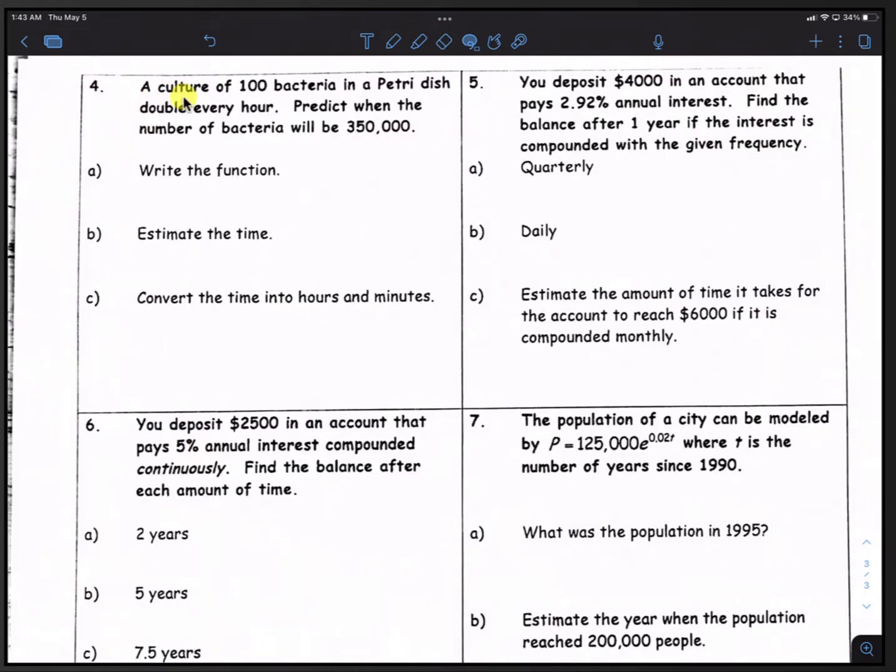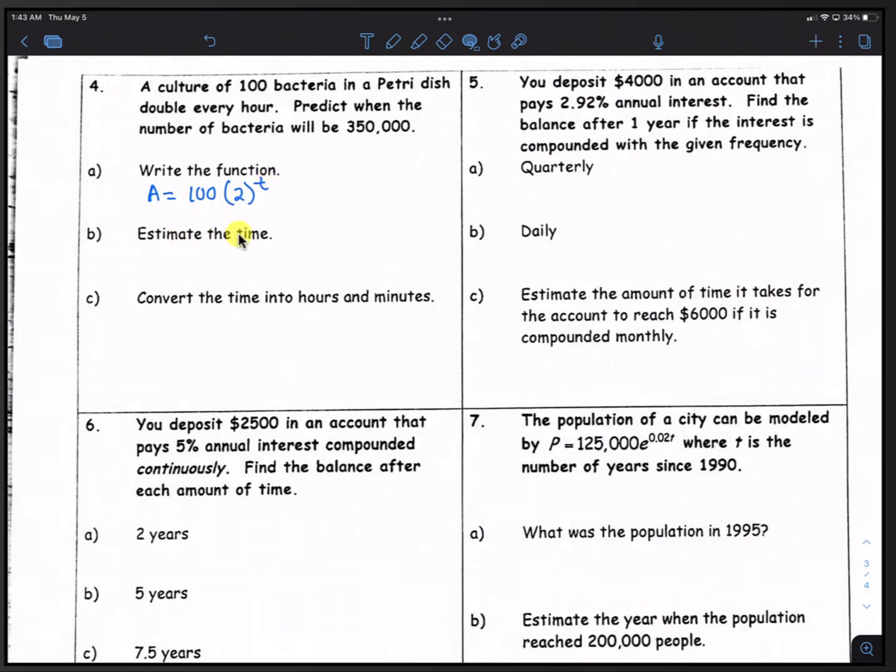All right, number 4. A culture of 100 bacteria in a petri dish doubles every hour. Predict when the number of bacteria will be 350,000. All right, to write our function, first of all, we recognize that doubling means you're multiplying by 2. So if you start with 100, after the next hour, you're going to have 100 times 2, or 200. So our base multiplier is going to be 2 here. So the equation is 100, that's the amount we start with, times 2 raised to the power of t.